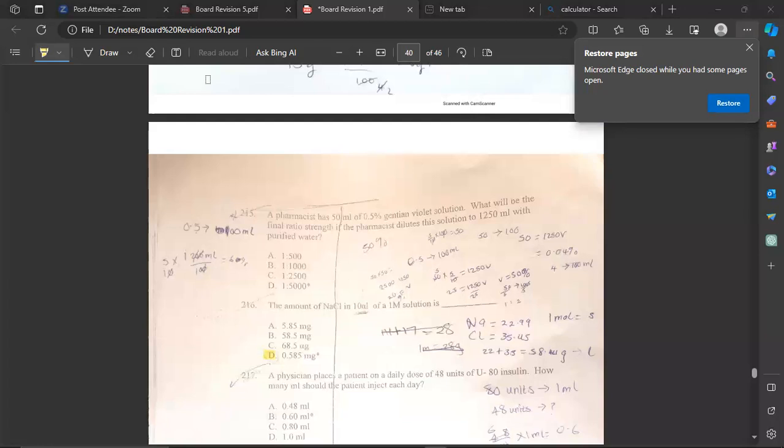A pharmacist has 50 ml of 0.5% gentian violet solution. What will be the final ratio strength if the pharmacist dilutes this solution to 1250 ml with purified water?